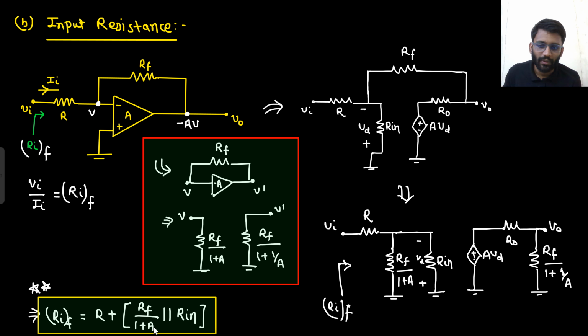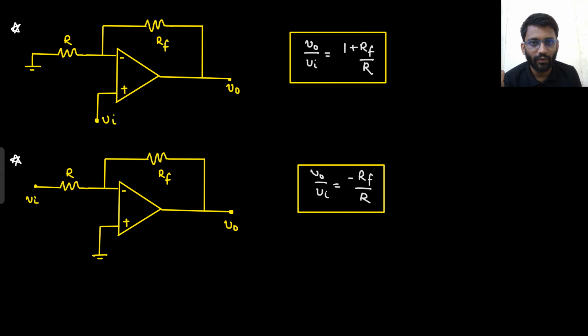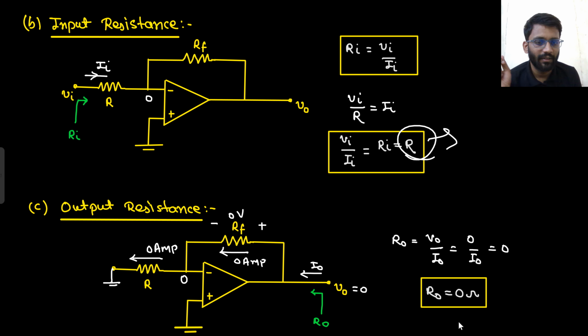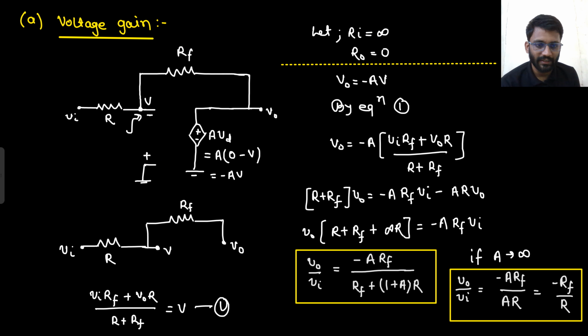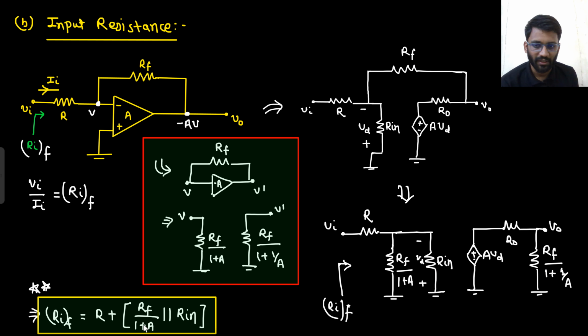One more thing you can say here is that if you take the ideal case, if A is infinity, then this resistance will be 0, right? Anything in parallel with 0 will be 0 only, so you will get R only. If A was infinity, the input resistance was R only. In this expression also you are getting the same thing. If you put A equals infinity, this will be 0, and 0 in parallel with any resistance will be 0 only. So R plus 0 will be R only. So this also you can check here.